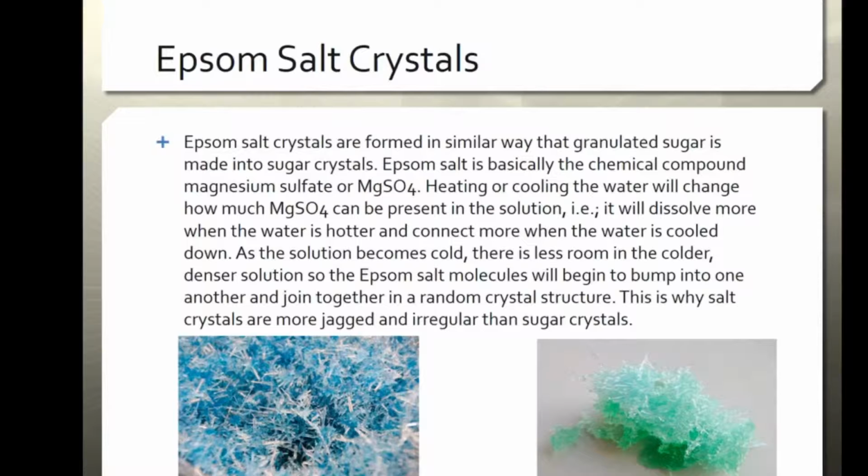As the solution becomes cold, there is less room in the colder, denser solution, so the Epsom salt molecules begin to bump into one another and join together in a random crystal structure. This is why salt crystals are more jagged and irregular than sugar crystals. This can be seen in the pictures below.